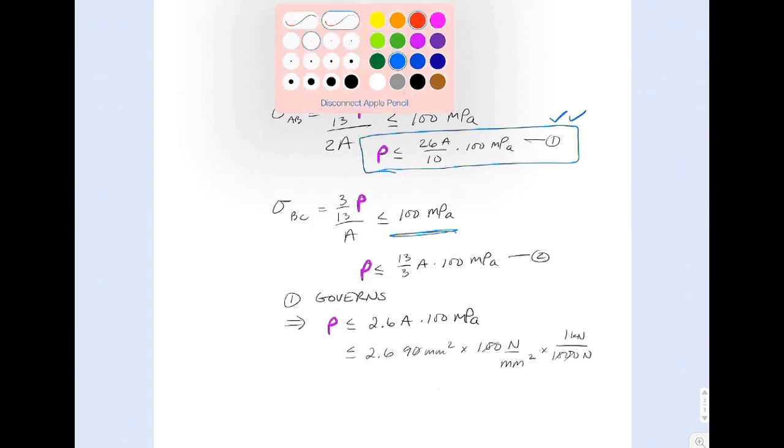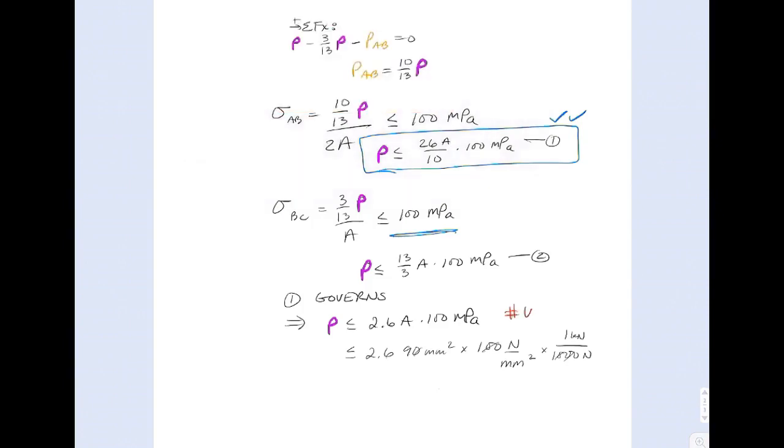It's always a good little hashtag. I like to do that in red: units, police. All right, and we get our answer that P has to be less than 23.4 kilonewtons.